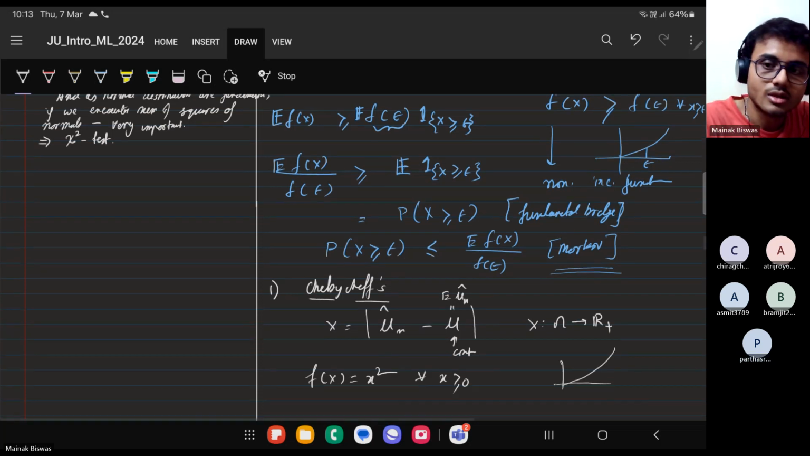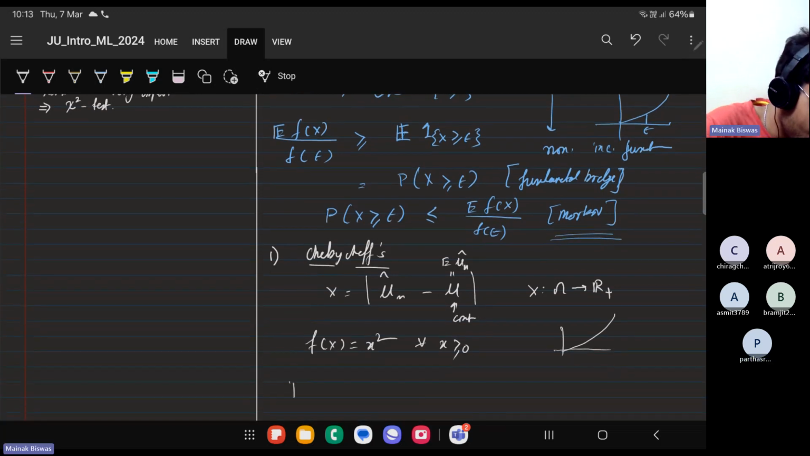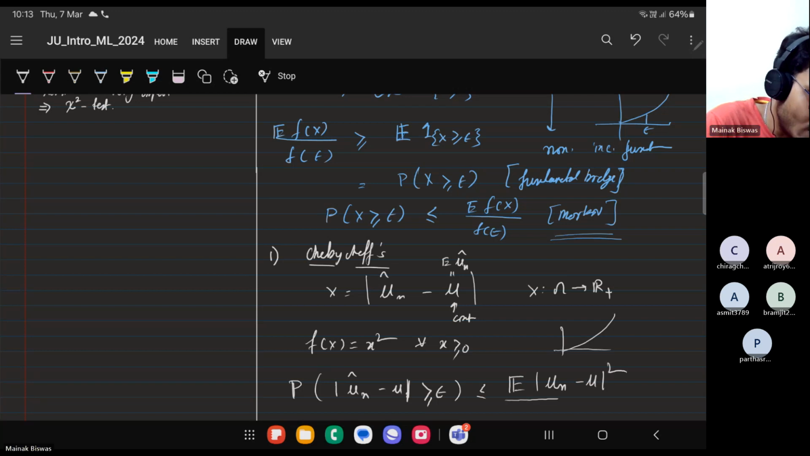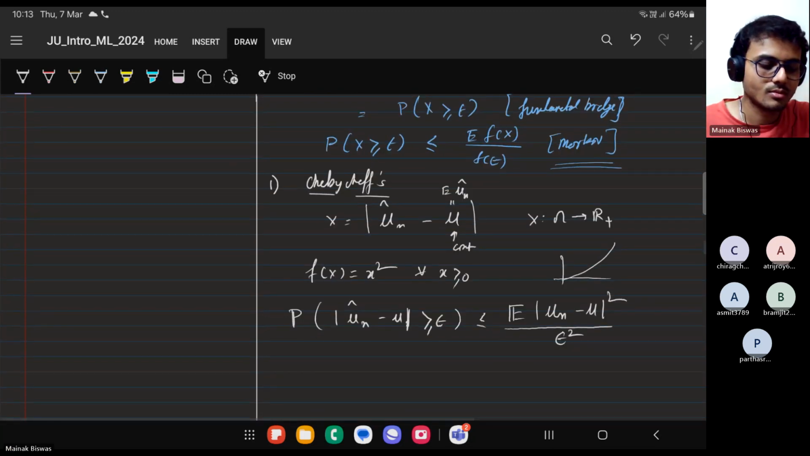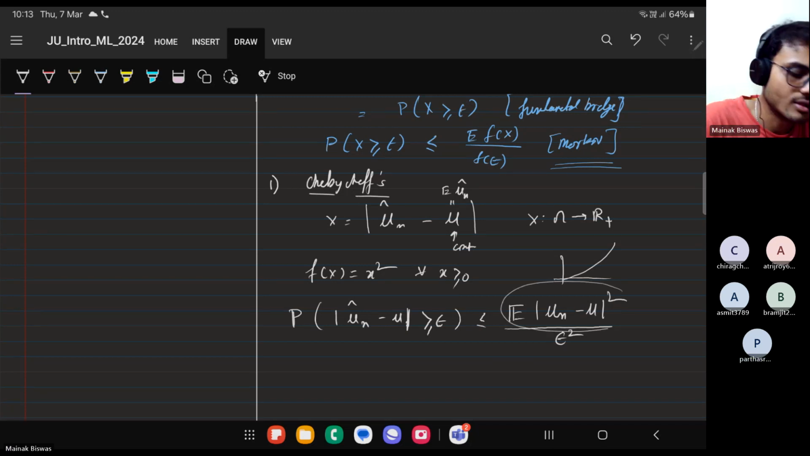Yes. Now what can I write? I can replace x: probability of mu n cap minus mu greater than epsilon is less than or equal to expected value of mu n minus mu whole square by epsilon squared. Yes or no? True. So what is the numerator? Variance of mu n. Yes or no? This is known as the Chebyshev's inequality.